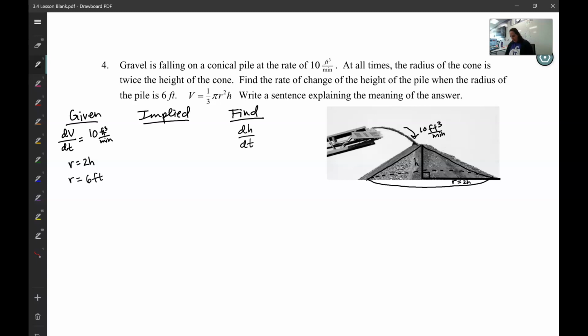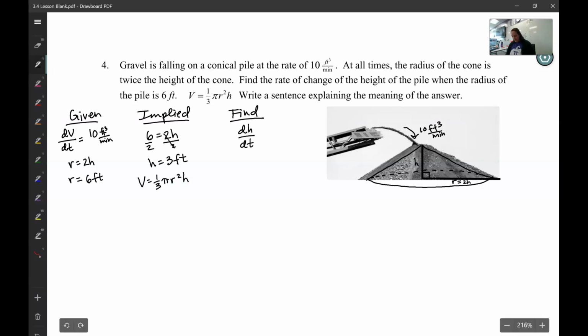First, if R equals 2h, and we know that R is 6, then it is implied that h is 3 feet. Okay, another thing that is implied. We have a volume of a cone, which is 1/3 pi r squared h. That's the volume for a cone. But if I were to take the derivative of this, I'm going to have to do product rule right there, and that's kind of gross.